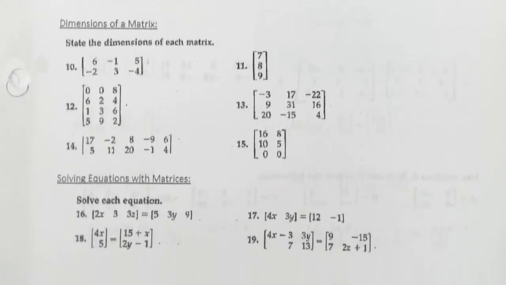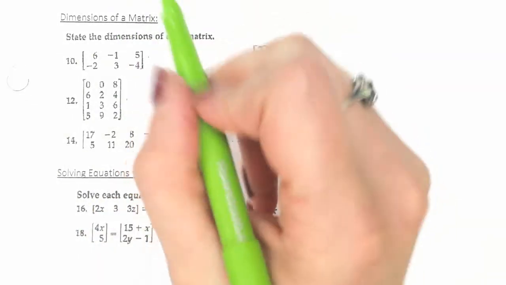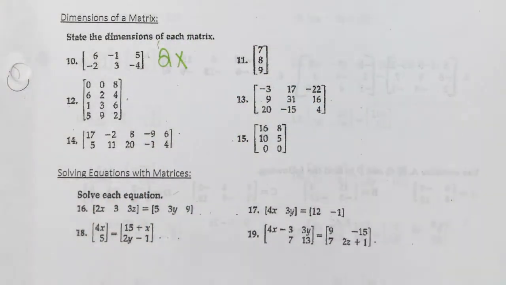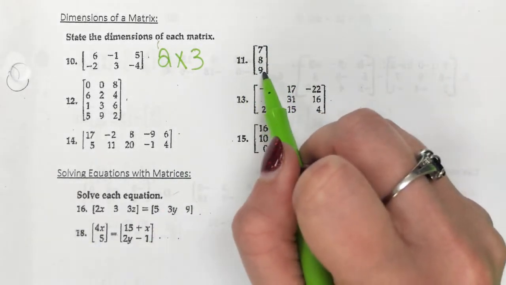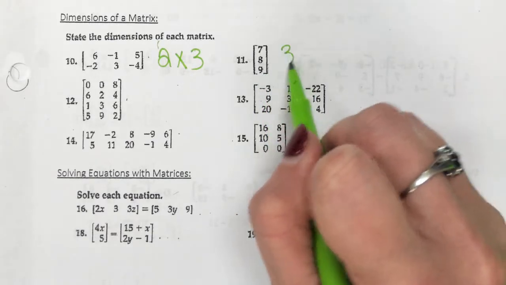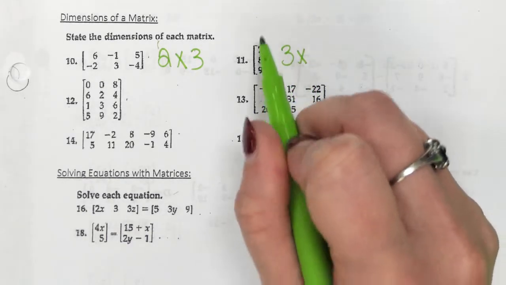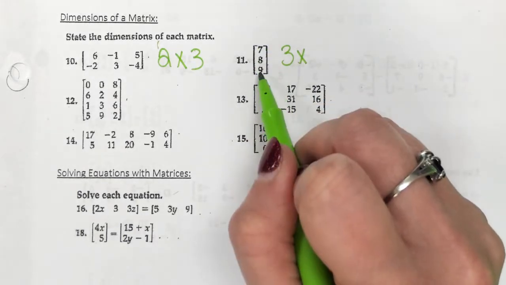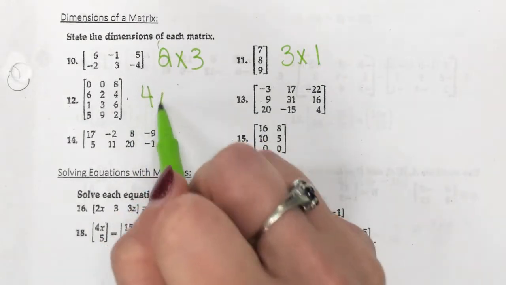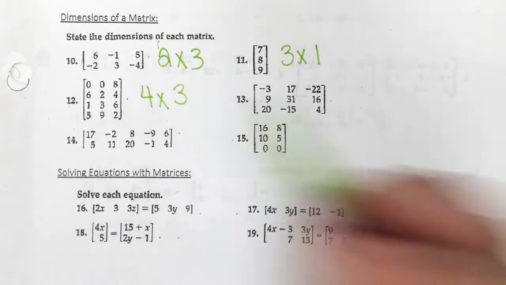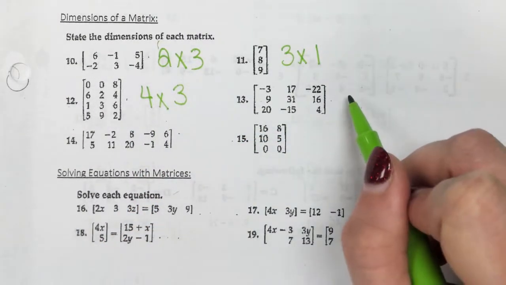All right, number 10. How many rows do we have? 2. How many columns do we have? 3. That's it. Boom, you're done. I told you, so easy, but so important. All right, what about number 11? How many rows? 3. And then how many columns? 1 column. There you go. Now this one has 4 rows. And how many columns? 3. There you go.